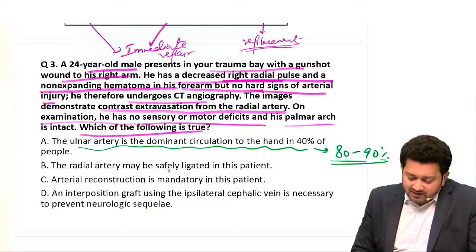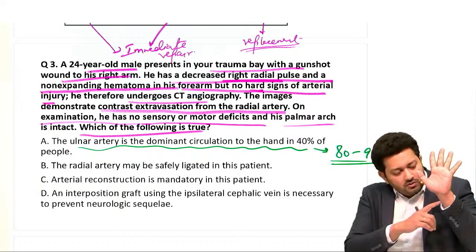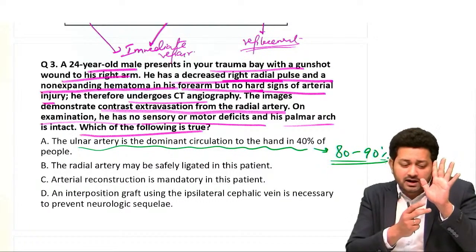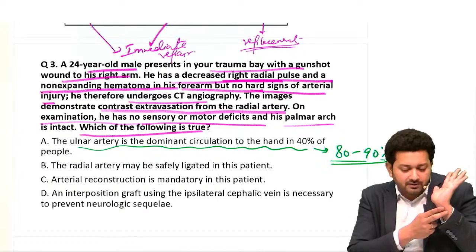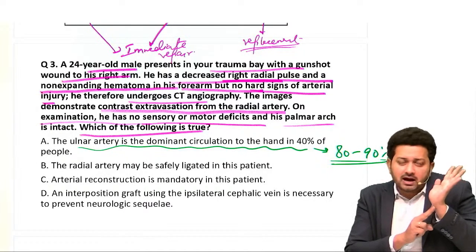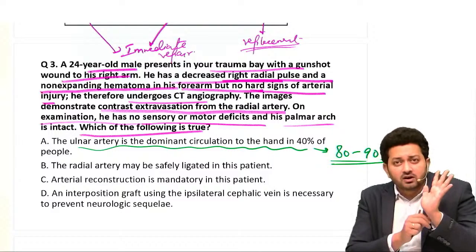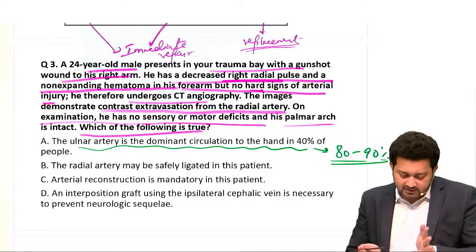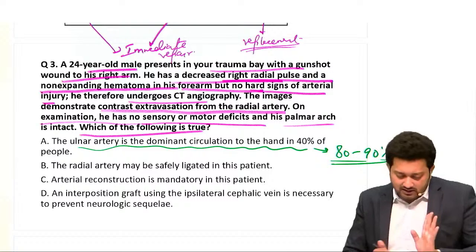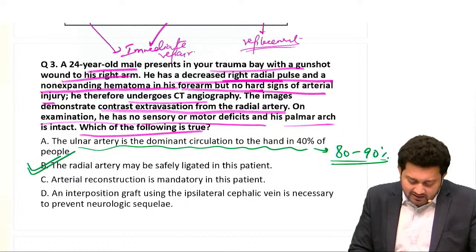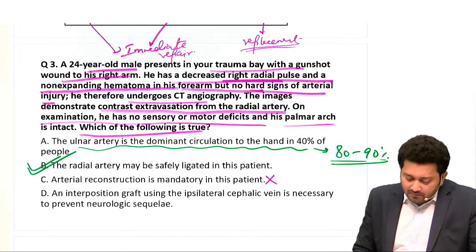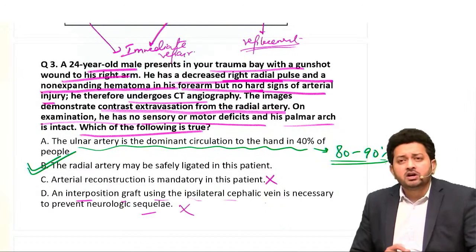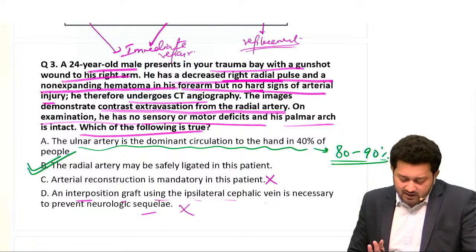Radial artery may be safely ligated. See, the hand is dependent on 2 arteries, radial and ulnar. Now, in 80 to 90% of the cases, the majority of the supply of this hand is via the ulnar artery. So if both the arteries are intact and one of them is gone, like suppose radial is gone in this question, you can very safely ligate the radial artery. Radial artery may be safely ligated in this patient because the ulnar is intact. Arterial reconstruction is not mandatory, and an interposition graft is not required. So in these cases, the radial artery can be safely ligated.